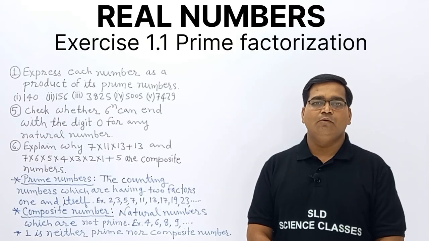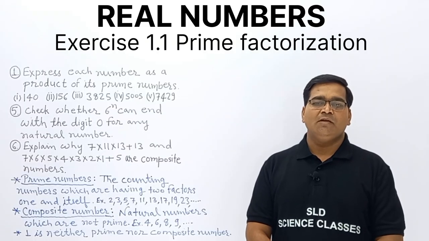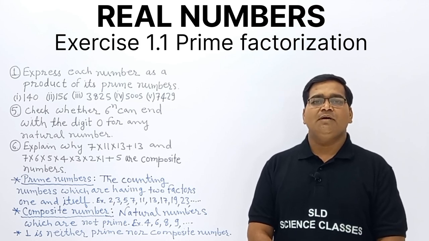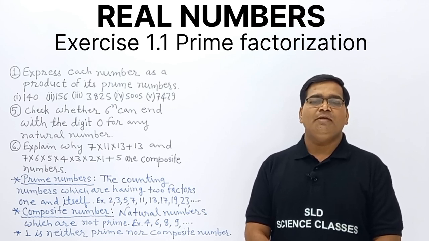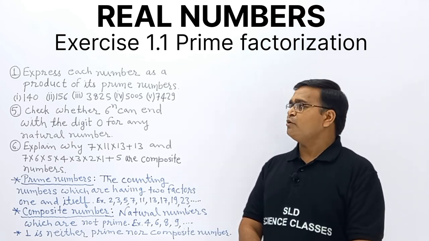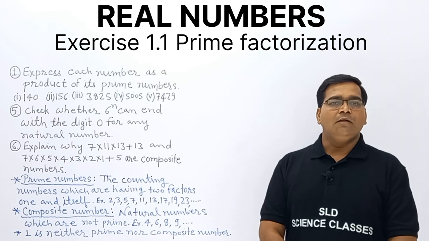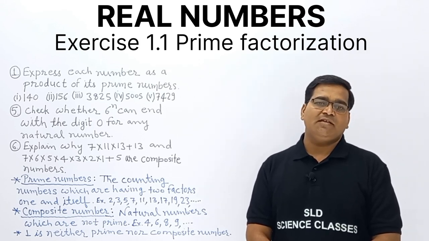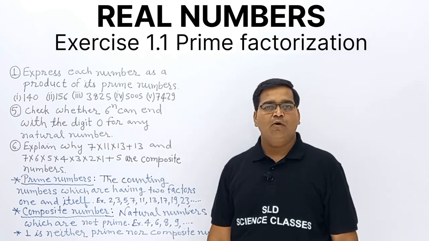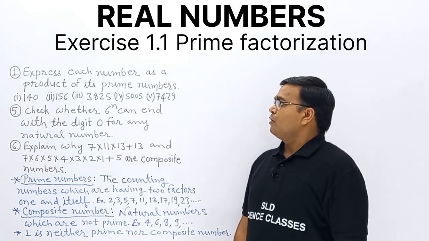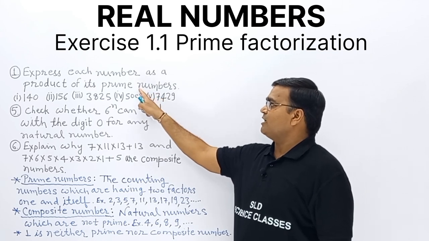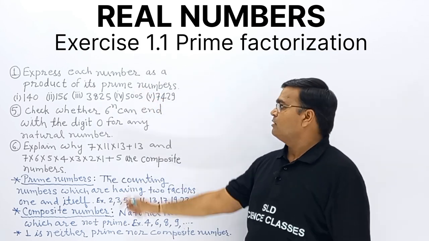In this video, I am going to discuss Chapter 1 Real Numbers, Exercise 1.1. In this exercise, the first question is linked to prime factorization. Observe, I am having 3 questions in this exercise. The first question is linked to prime factorization. What is the first question?